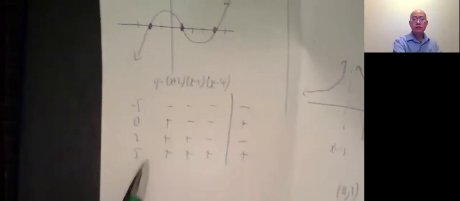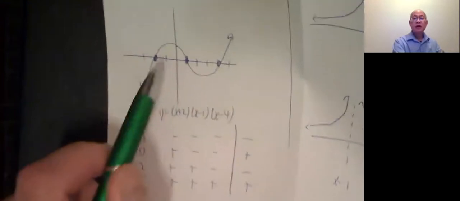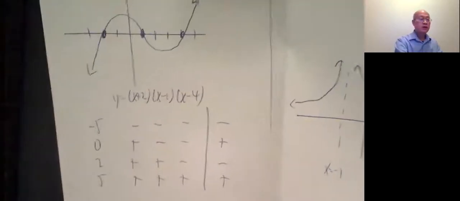Between 1 and 4, like 2. Plug in 2: positive, positive, negative. That gives me a negative, so it goes down. Then 5. Plug in 5: positive, positive, positive. It goes up toward infinity. So there's a quick graph.